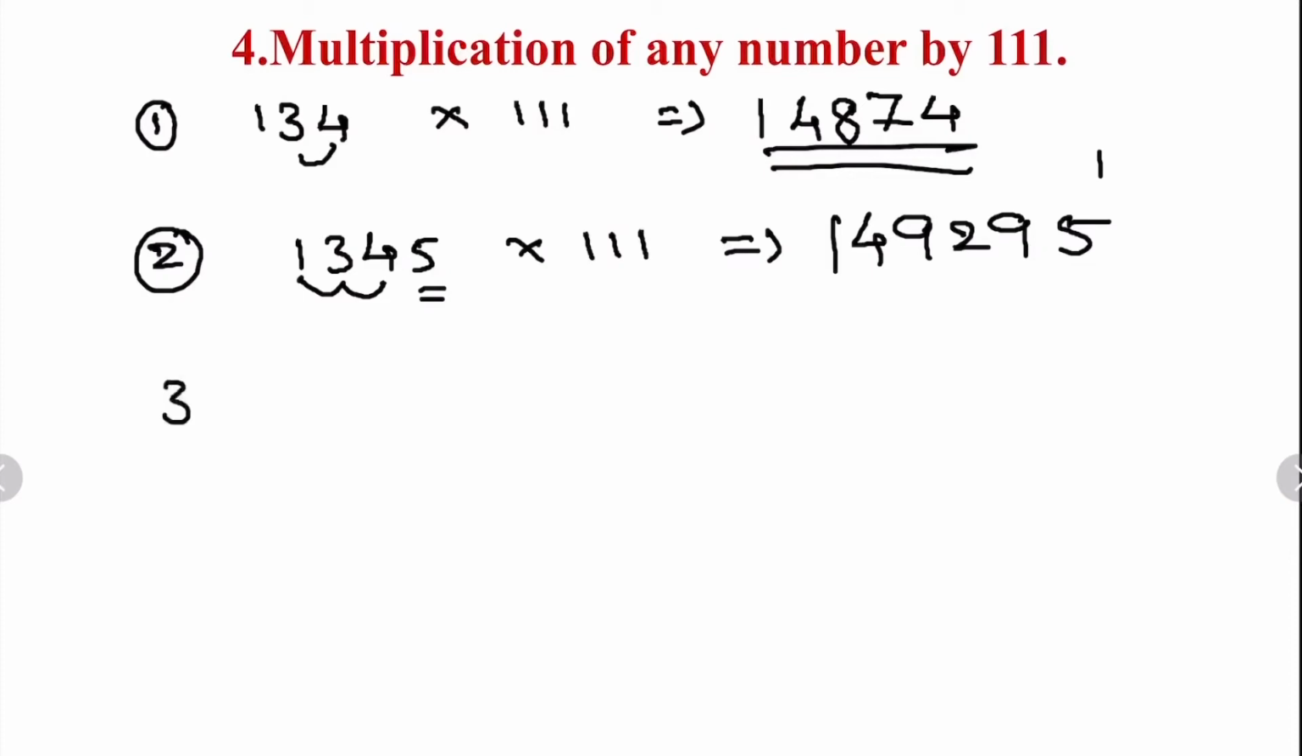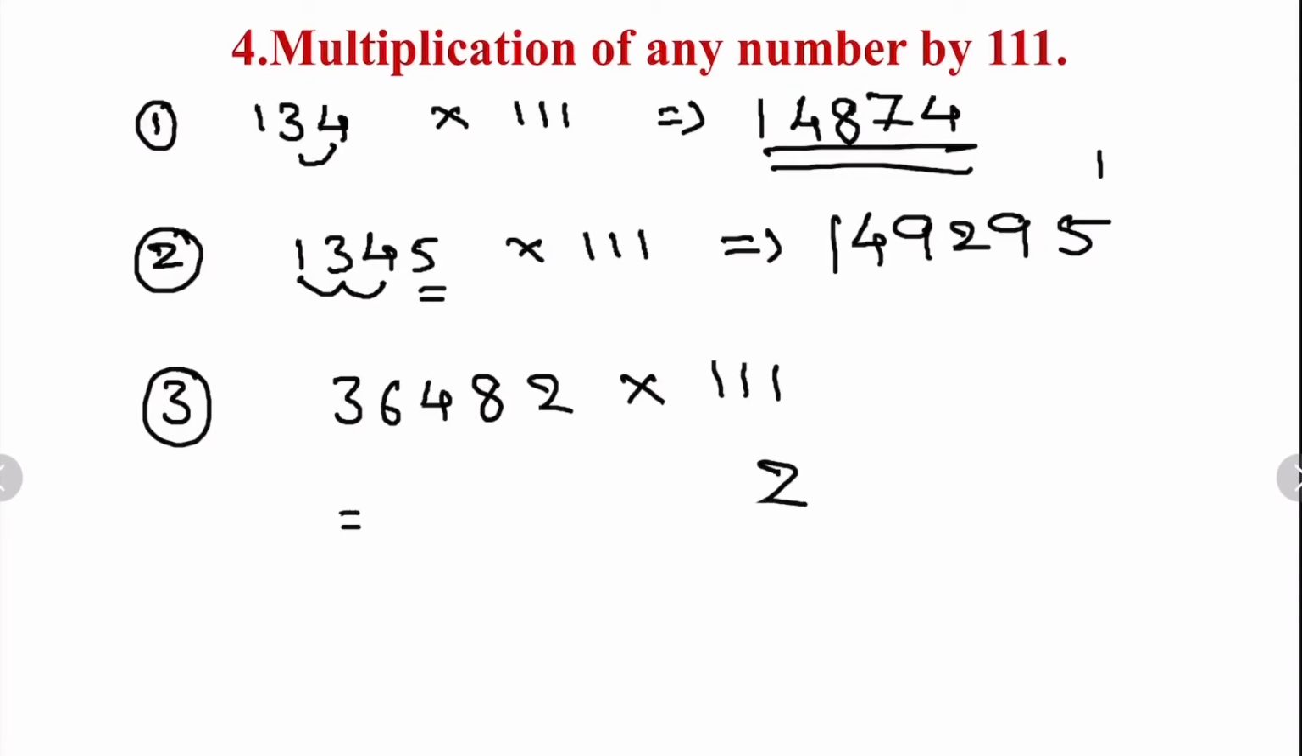Next one. To go with another example, 36482 is multiplied with 111. So keep 2. 2 plus 8, 10, 1. 10 plus 4, 14. 14 plus 1, 15. 1 carry forward. Next, leave 2. 8 plus 4, 12. Plus 6, 18. Plus 1, 19. 1 carry forward.